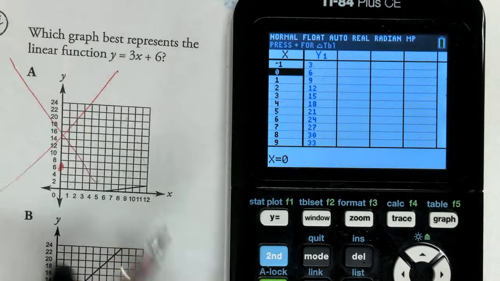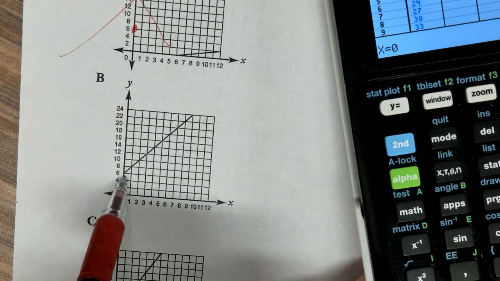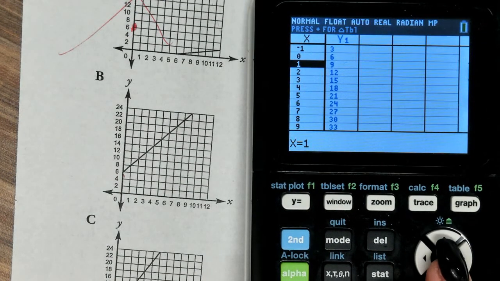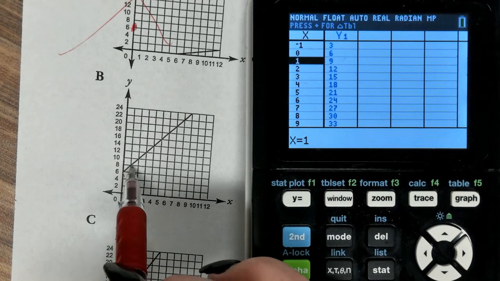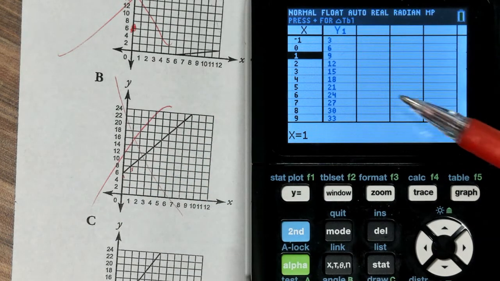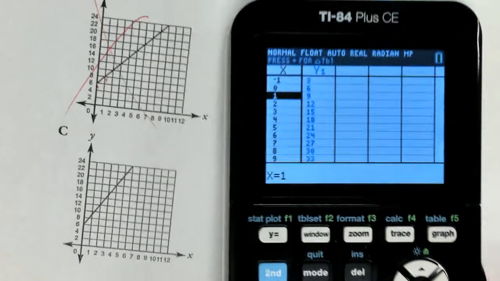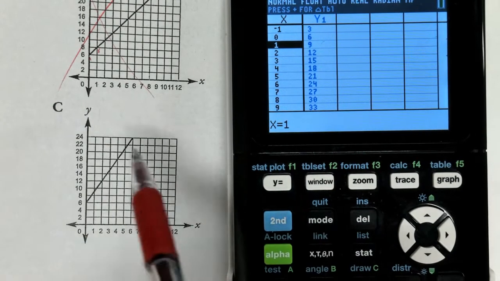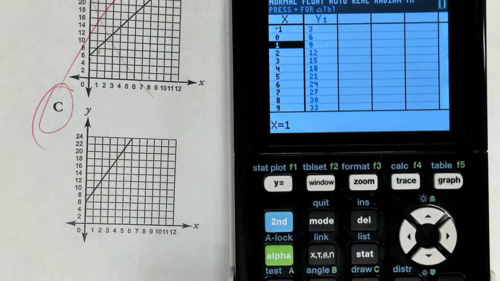No. So it's not A. Go to B. Does this graph have a dot at 0, 6? Yes. Okay, let's check the next dot. They should have a dot at 1, 9. But this graph has a dot at 1, 8. So is B good? Do you see how I'm using the table to check the graph? Let's look at C. Does C have a dot at 0, 6? Does C have a dot at 1, 9? So C has to be the answer.